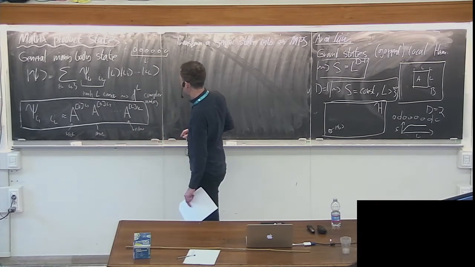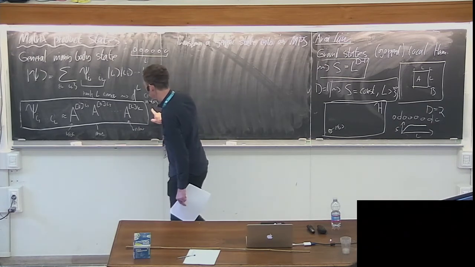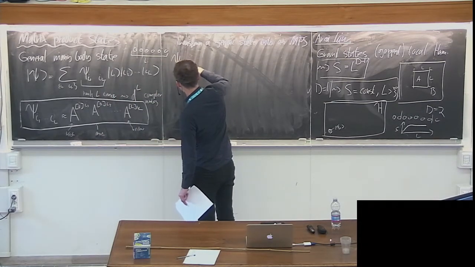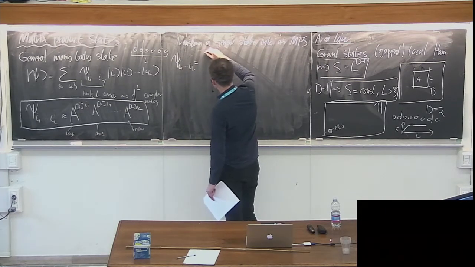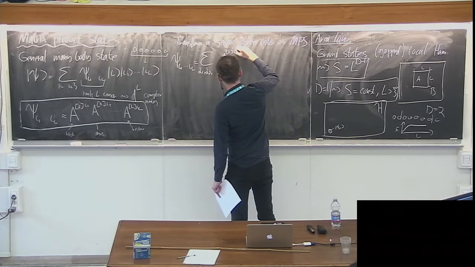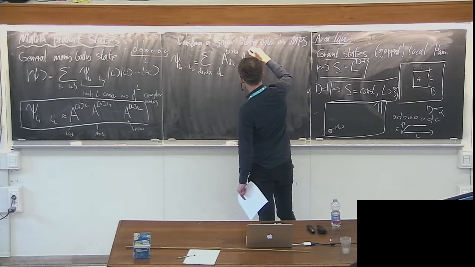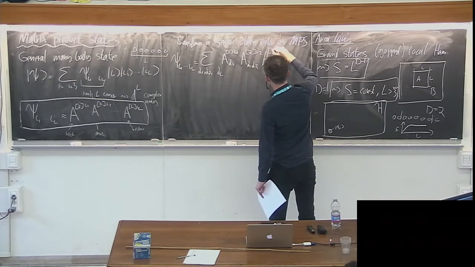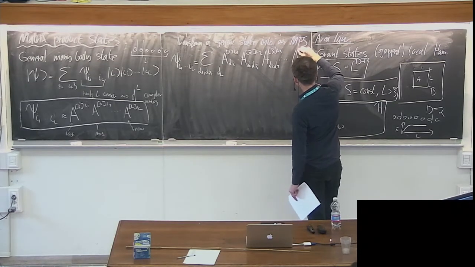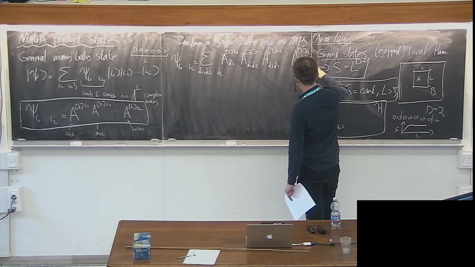Actually, for this sake, let me write this out. So we have c(i1 to iL), which would be the sum over alpha 1, alpha 2, till alpha L of A1 with i1, alpha 1, times A2 with i2, alpha 1, alpha 2, times A3 with i3, alpha 2, alpha 3, and so on, to AL with iL, alpha L.